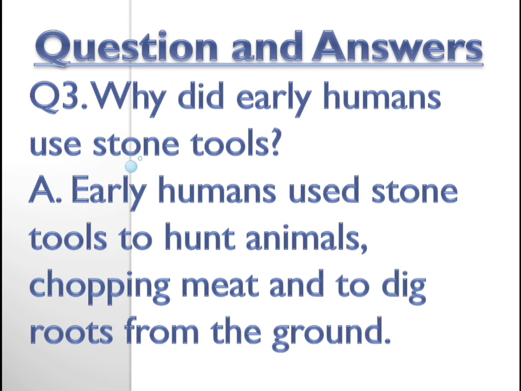Why did early humans use stone tools? Because to hunt animals, they used it for chopping meat and to dig the roots from the ground. That means they used to have carrots, isn't it? Carrot grows under the ground. To dig that ground, they used the stone. Why? Because there was no other tool they found. From stones only they started making different tools. Write this answer in your classwork and please learn it, children.